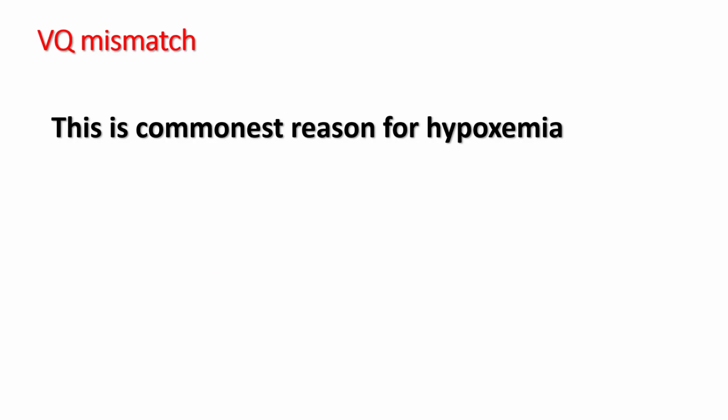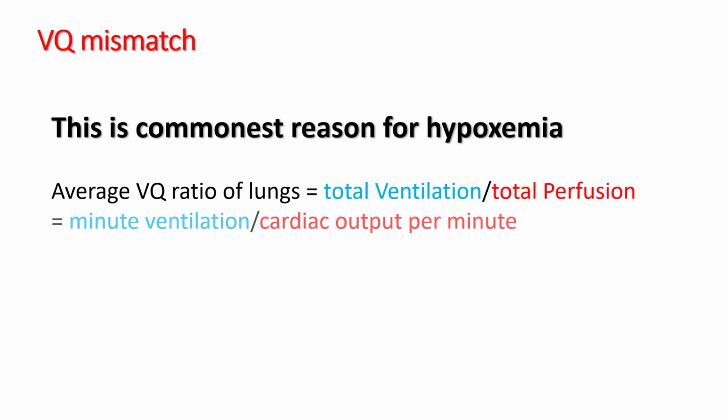VQ mismatch is the commonest reason for hypoxemia. The average VQ ratio of the lungs can be calculated by total ventilation divided by total perfusion, which is around 4 liters per minute of ventilation divided by 5 liters per minute of cardiac output, which comes to around 0.8.